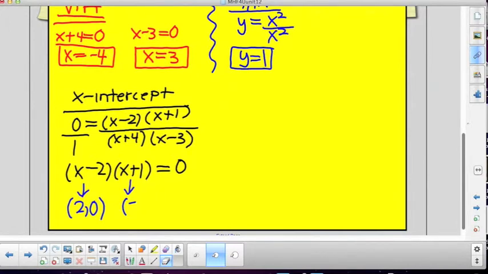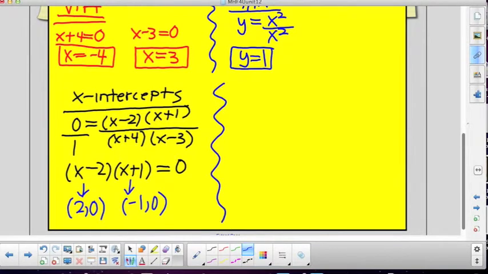Why are the other two values not x-intercepts? Can someone tell me? Why are positive 4, negative 3, x plus 4, x minus 3, why don't they automatically represent x-intercepts as well? What is the significance of those numbers? Exactly. They're asymptotes. The graphs are not allowed to touch those values. Therefore, it's impossible for them to be x-intercepts. However, I frequently see on tests students stating that they're x-intercepts, even though they just stated up there that they are also asymptotes.